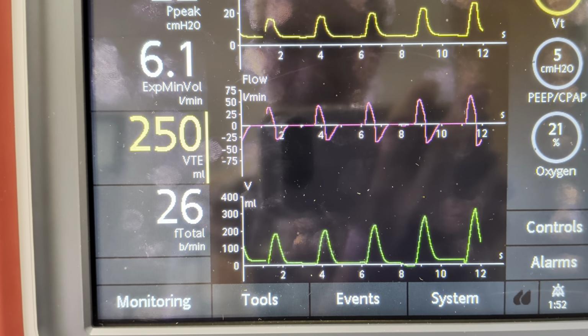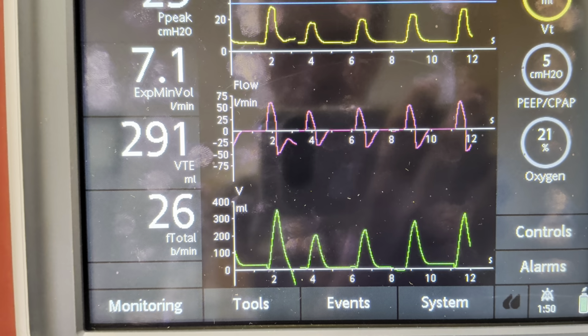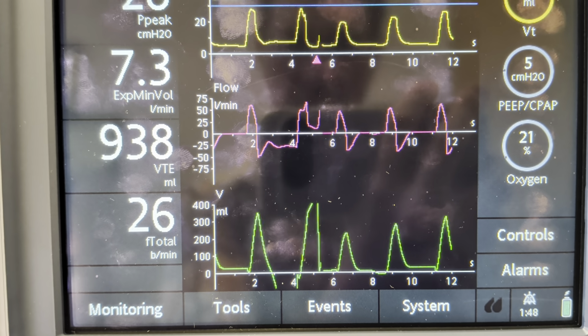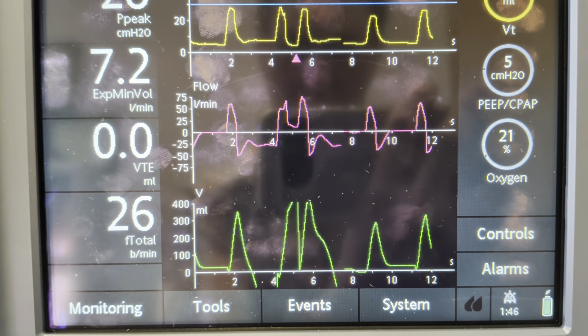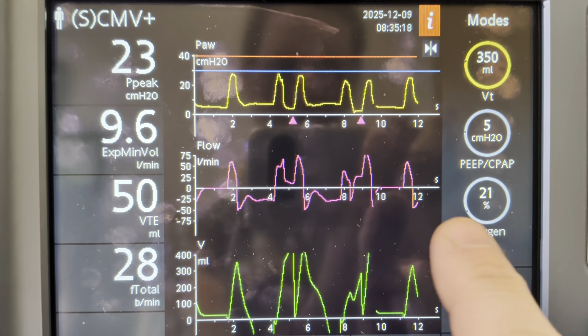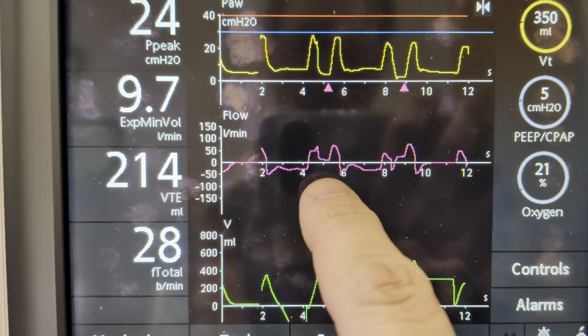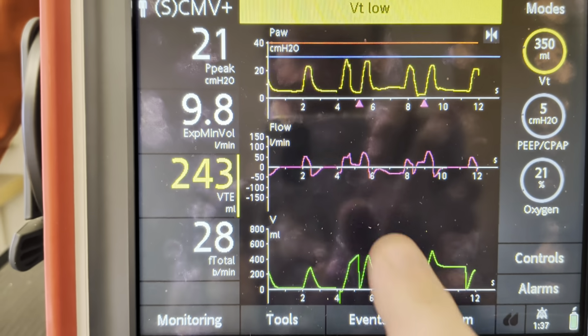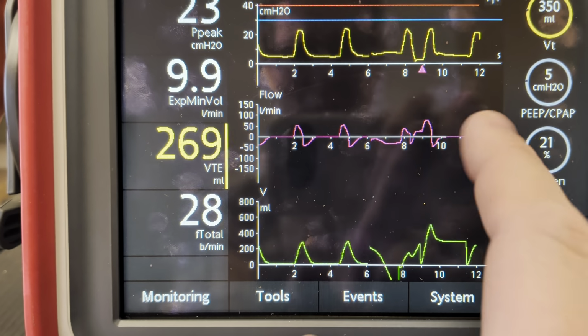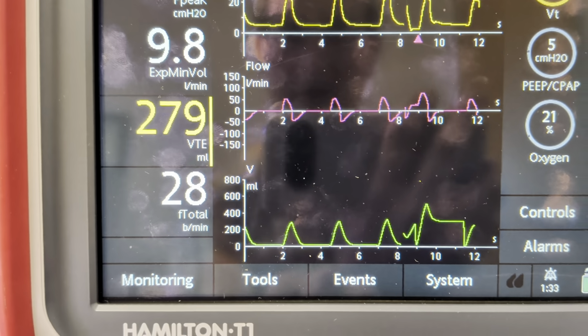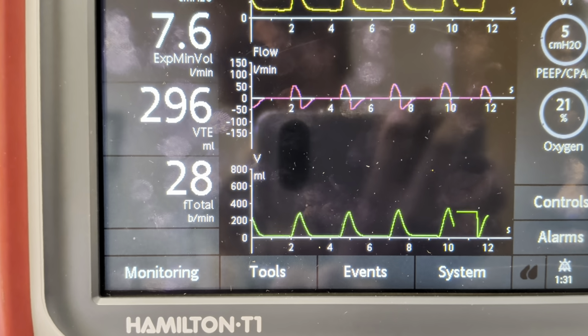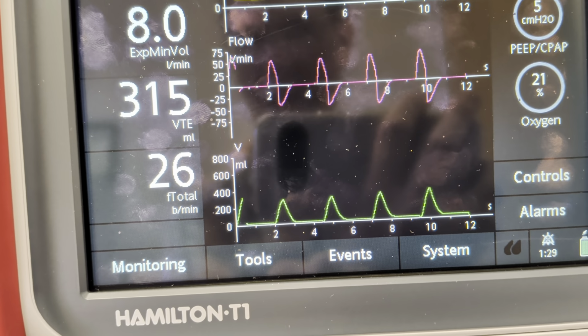So let me see if I can do that again. There we go. See that there? And you see how you have these inspiratory breaths occurring prior to the end of exhalation. That is classically what you're going to see in severe states of obstructive pathology.